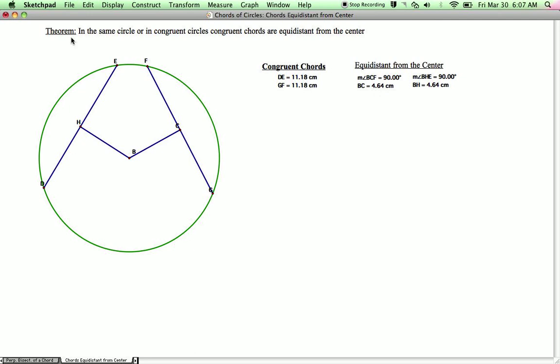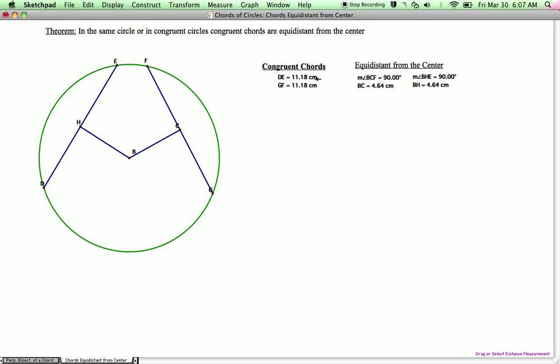Alright, next theorem. In the same circle or in congruent circles, congruent chords are equidistant from the center. Now remember, how do we measure distance? Distance has to be the perpendicular distance between two objects. Here the center is point B and the chords are FG and ED. Notice the angles BCF is 90 degrees, and angle BHE is 90 degrees. So they're both perpendicular to the center. Notice the distances right here are congruent, 4.64 and 4.64.